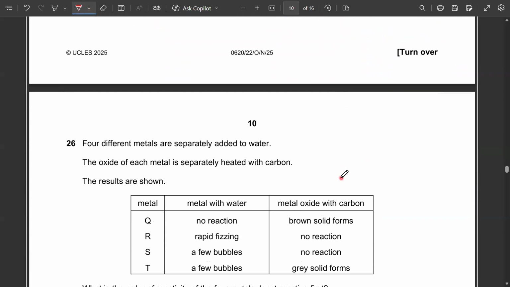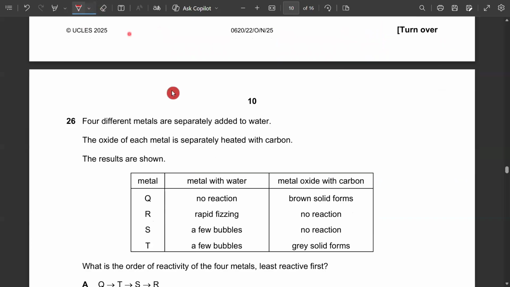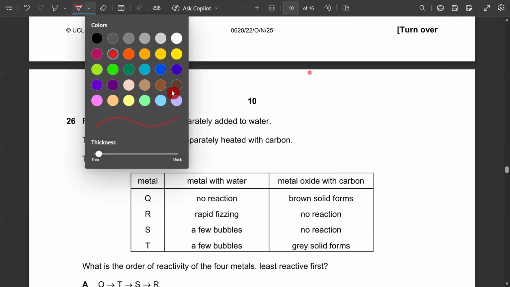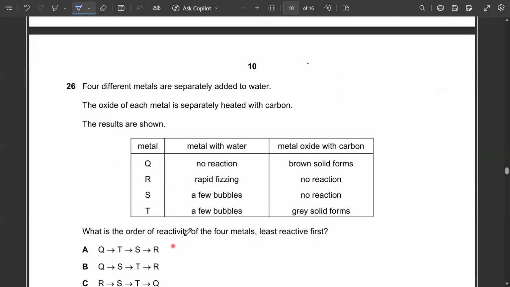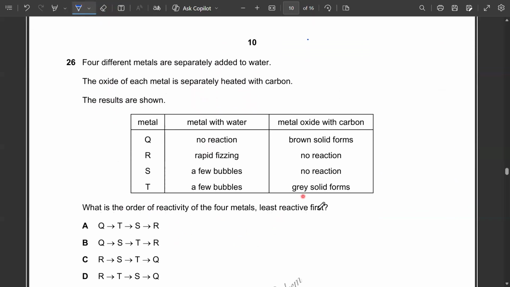Then question number 26. Four different metals are separately added to water. The oxide of each metal is separately heated with carbon. The results are shown. What is the order of reactivity of the four metals, least reactive first? Just by looking at the table, you can easily infer the reactivity, especially for the most reactive and the least reactive. The most reactive metal will be the one which shows rapid fizzing.